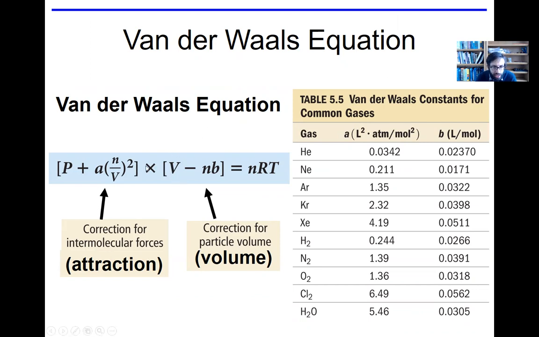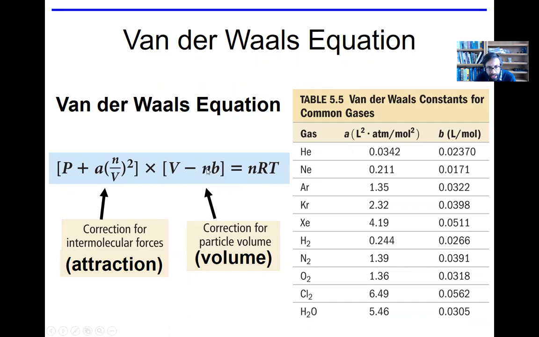And this is the equation. It has a P-type term, a V-type term. They're multiplied by each other still, and it equals nRT. So it looks very similar to the ideal gas law, but it's just a little bit more complicated. We have this, let's go over this volume correction factor first. This one's a little bit easier to understand.